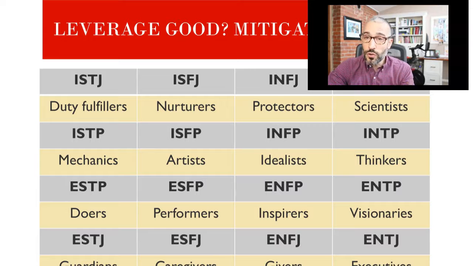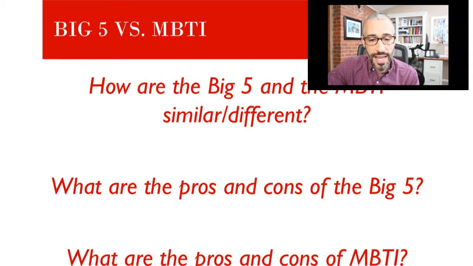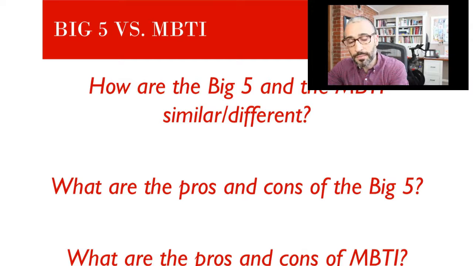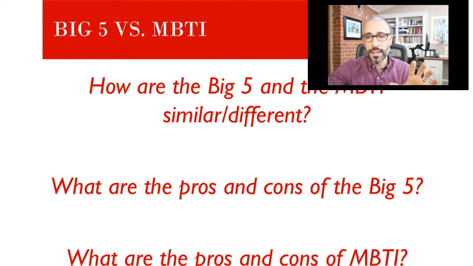So what I want you to do in your online discussion is answer these few questions. Number one, how are the Big Five and the MBTI, or the 16 types, similar and different? Okay, talk about that first. Next, talk about the pros and the cons of the Big Five, and talk about the pros and the cons of the MBTI. Okay, so I'm not going to give any hints.